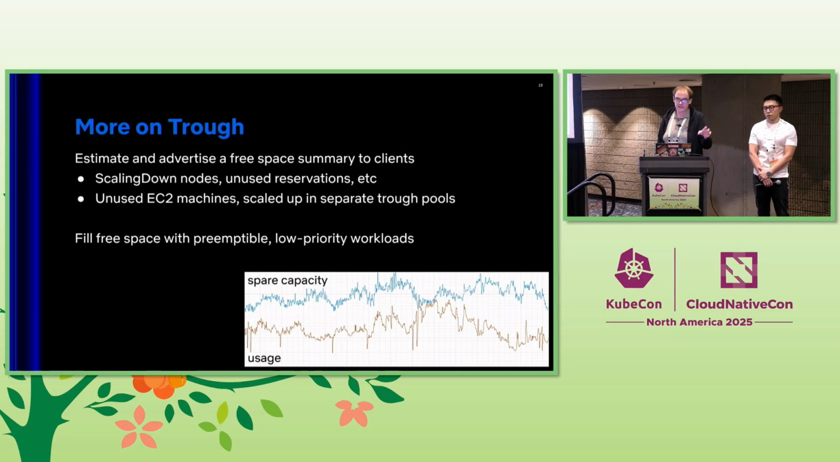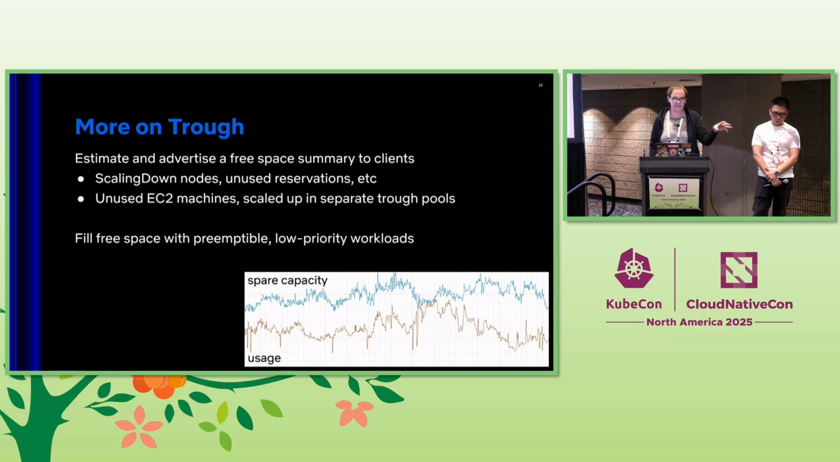This kind of acts as like a honor system back pressure in a way. Like those clients are expected to not send us stuff. Happily, we're in a world where we just have internal clients within the company, so we can tell them to knock it off if there's an issue. But anyway, the sources of that free space include scaling down nodes, unused reservation space, that kind of thing. We also will scale. We have separate pools that were kind of implied in Charles's diagrams around EC2 capacity that we're not using somewhere else. We'll scale that up here and then like fill it up with trough pods.